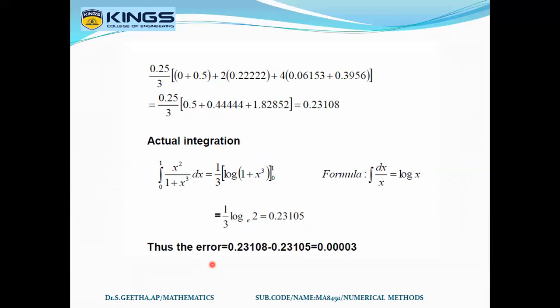Error is the difference between the value obtained by Simpson's rule and the value obtained by the actual integration, which is equal to 0.23108 minus 0.23105, which is equal to 0.00003.